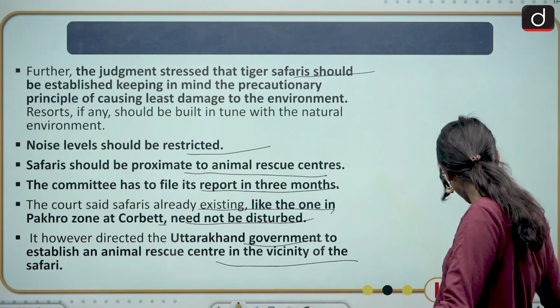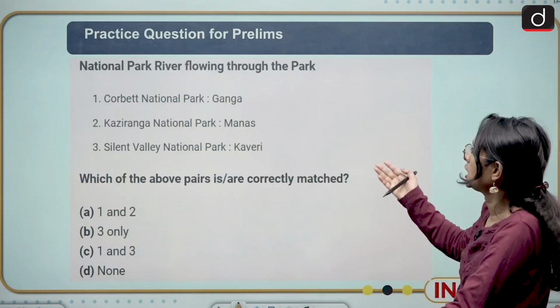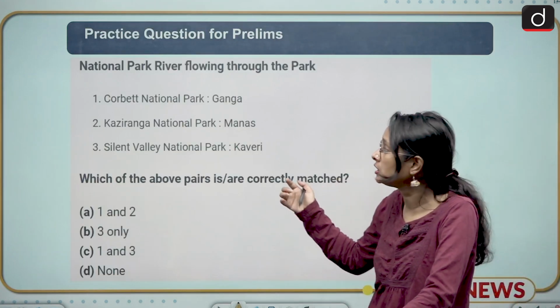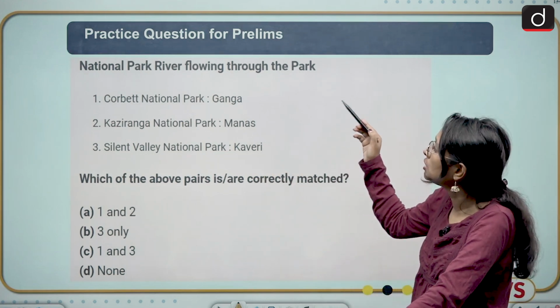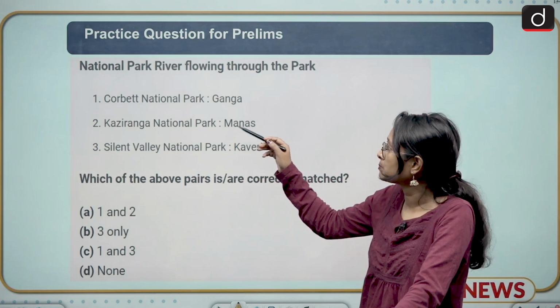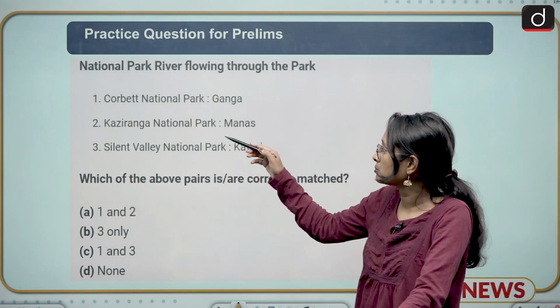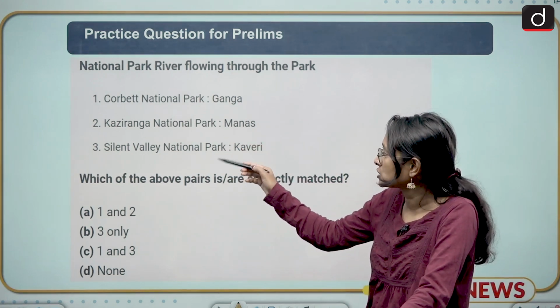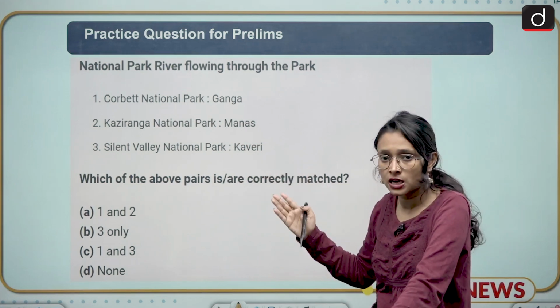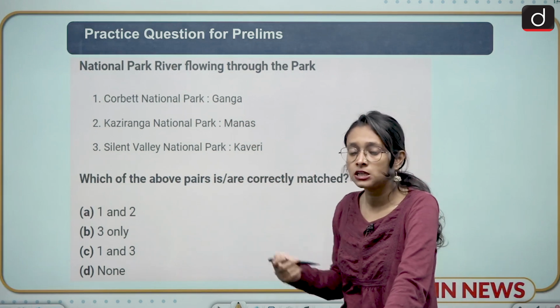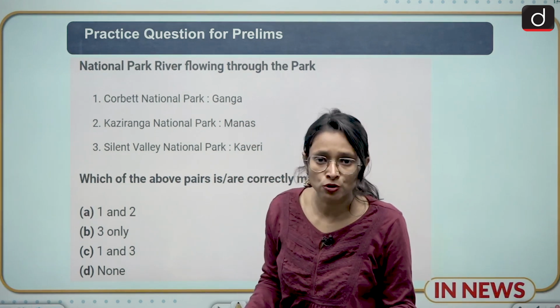Moving to the question part. This question has already been asked in 2013, so this is a previous year question. National Park, river flowing through the park. Corbett National Park, Ganga. Kaziranga National Park, Manas. Silent Valley National Park, Kaveri. So here you have to find out which pairs are correct and answer accordingly in the comment section.